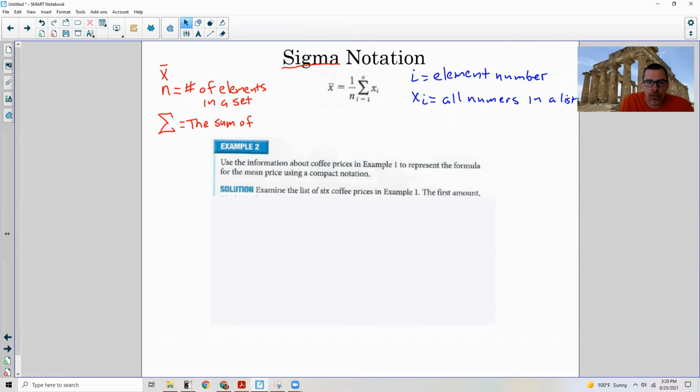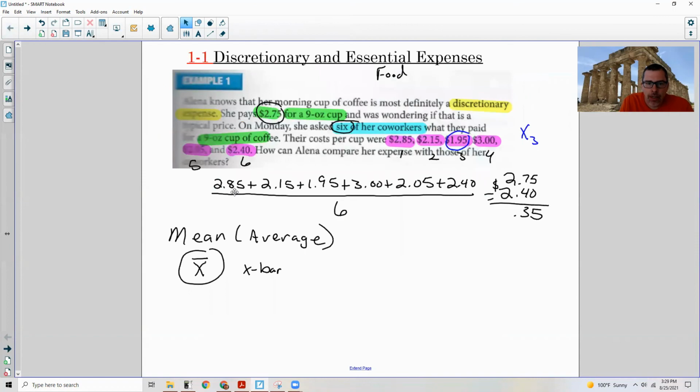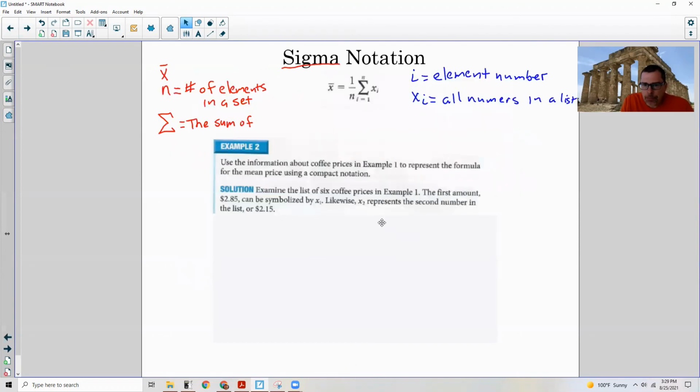So the solution says to examine the list of 6 coffee prices in example 1. The first amount, $2.85, can be symbolized by X sub 1. Okay. Likewise, X sub 2 represents the second number in the list, or $2.15. So if I go back, 2.85 is X sub 1, 2.15 is X sub 2, X sub 3, X sub 4, X sub 5, and X sub 6. Okay, get the idea?